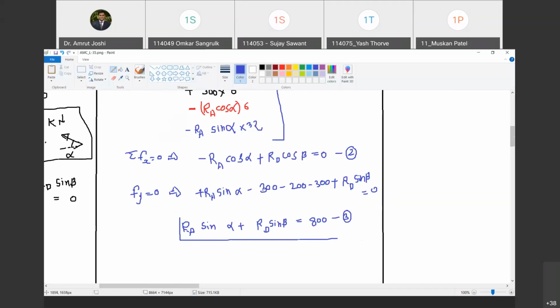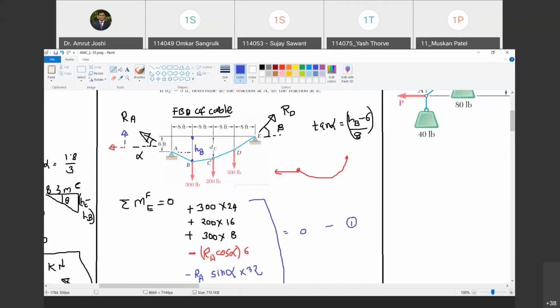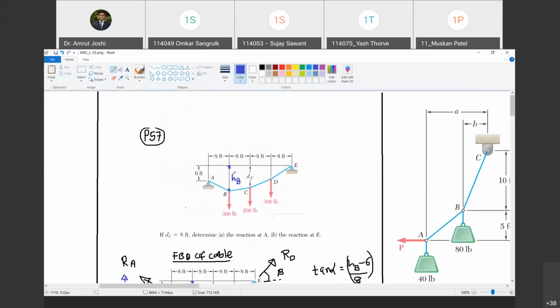I hope you have understood this. Now, how many unknowns are we dealing with? We are dealing with 4 unknowns. Which ones? Four: RA, alpha, RD and beta. Do you agree with me? Yes, sir. These are the 4 unknowns that we are going to deal with. So if we are going to deal with 4 unknowns, the question is how many equations do you require? You require 4 equations. Do you have 4 equations? No, we only have 3 equations. So we need one extra equation to be formulated by the extra information given in the problem.